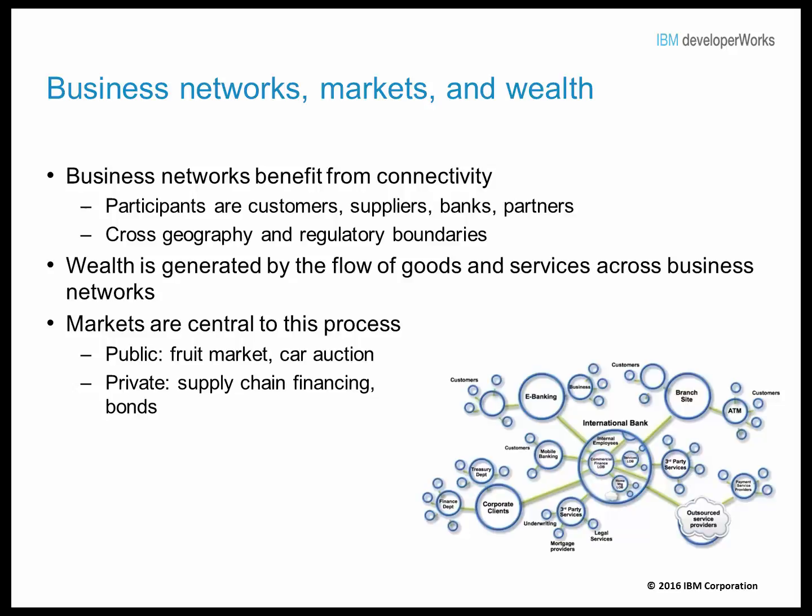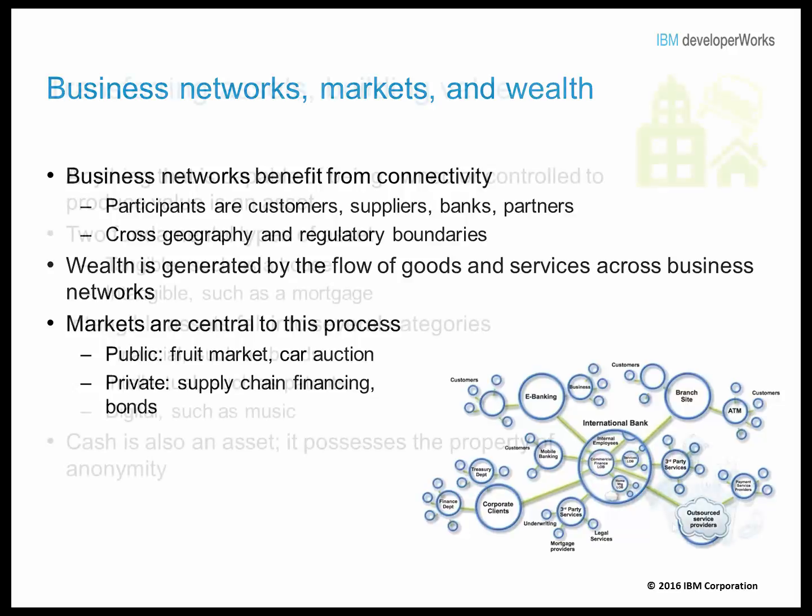Now let's see how wealth is generated by the business networks and how markets play a key role in generating wealth. Wealth is generated by the flow of goods and services across the network and system of participants. This flow of wealth is often referred to as market. Growth of wealth can be constrained if the network supporting the market is heavily siloed or inefficient. There are two types of markets, public and private. An example of public market can be fruit market, car auction, etc. And private markets can be handling supply chain, financing, trading bonds, etc.